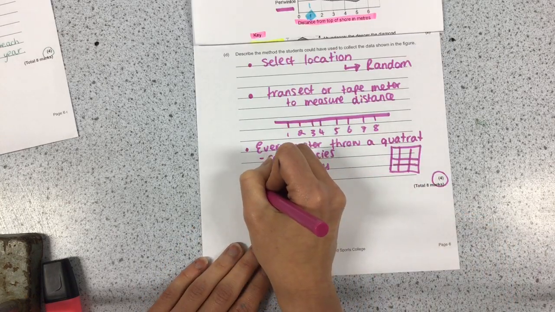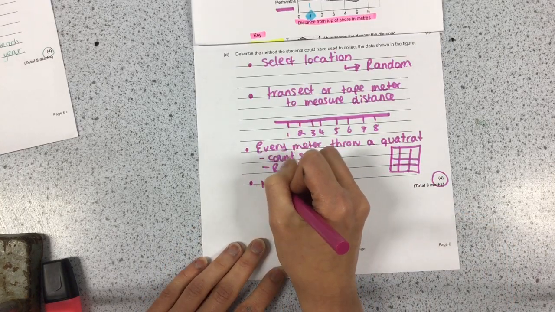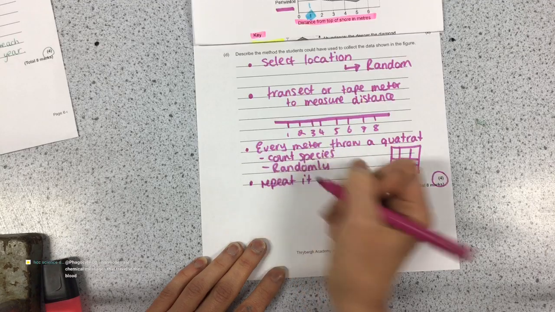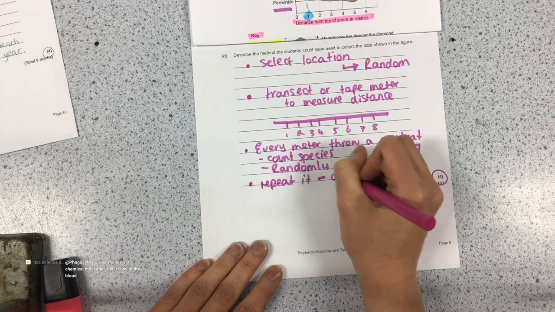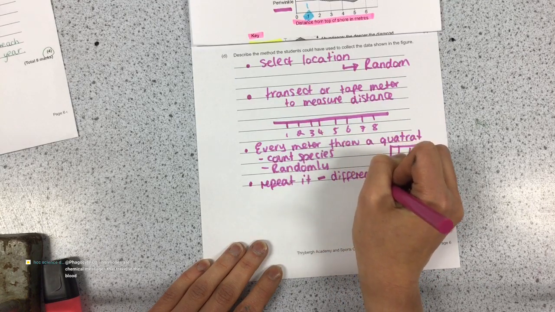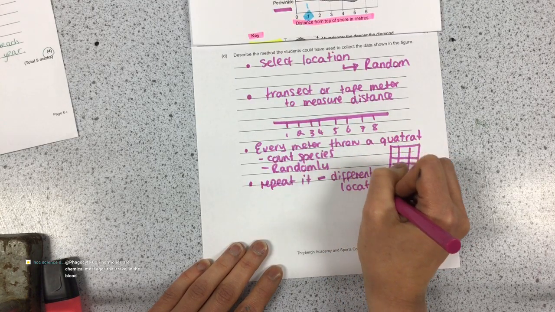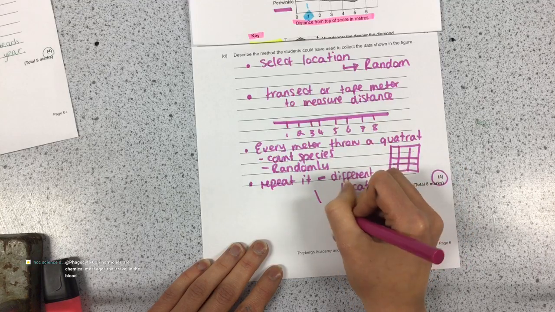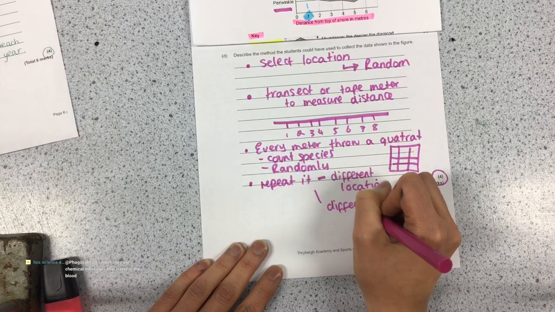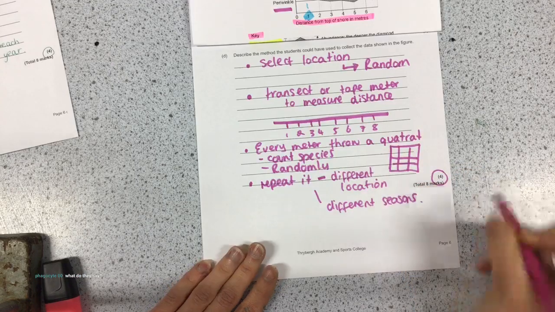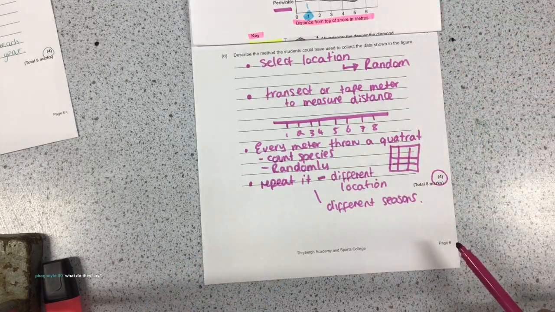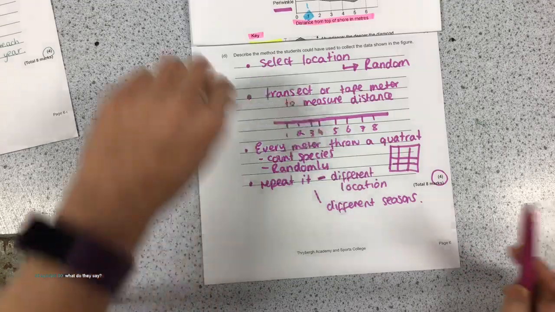Then, just like with any good experiment, you need to repeat it. Now, they would accept, at this one, repeat it at different locations on the same beach, or they would also have accepted different times of year or different seasons, because that would obviously affect the number of organisms on their temperature.